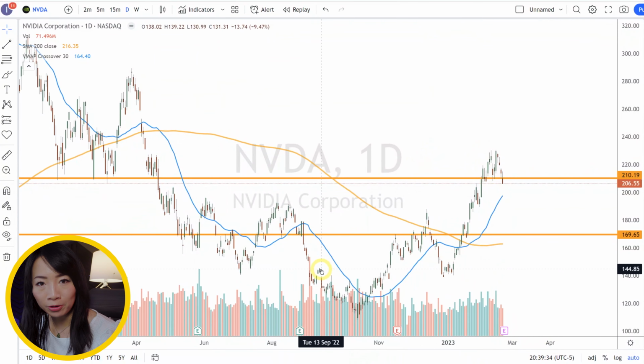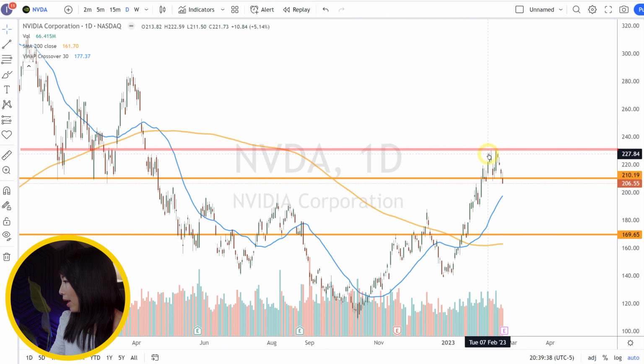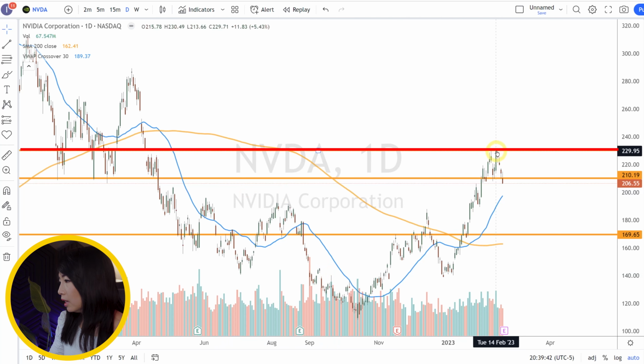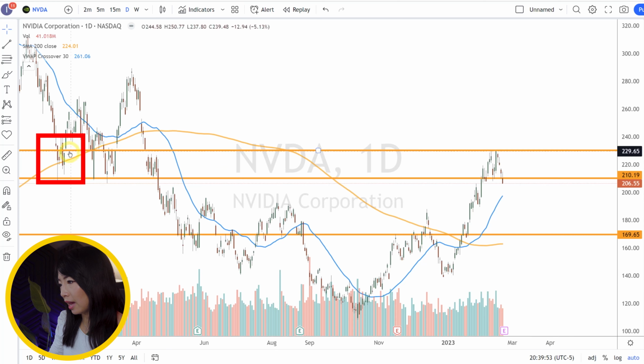So a good example here is, once again, on NVIDIA, you can see that over here the stock peaked out around the 229s area. If you line that up back to historical price levels, you can see some similar selling pressure and resistance back here, almost a year ago, over here again as well.